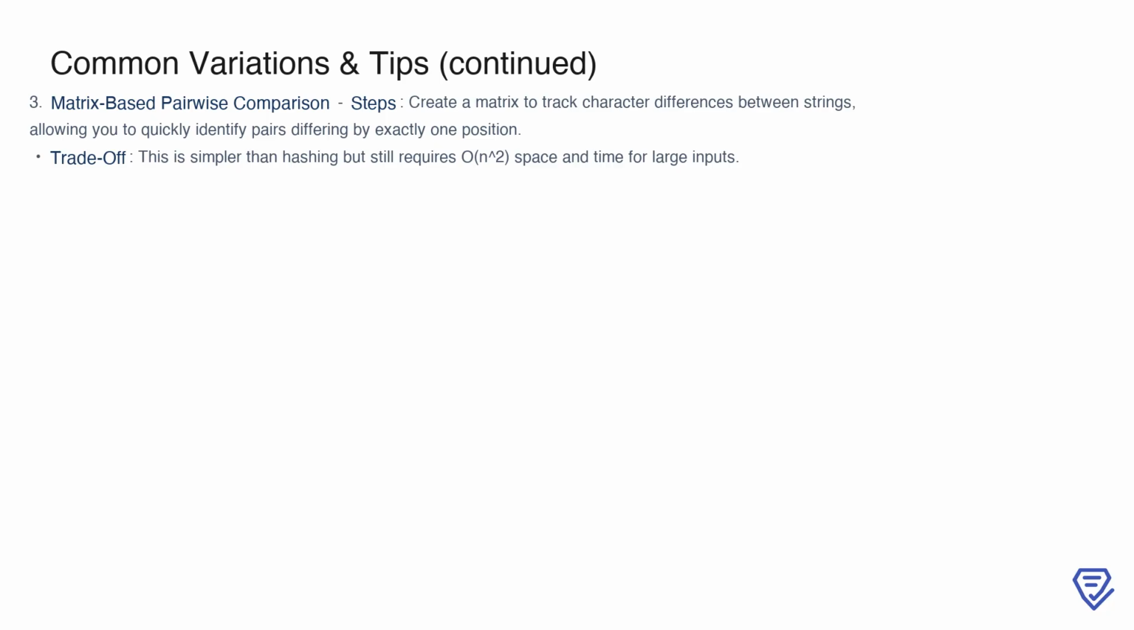Here, you create a matrix to track character differences between every pair of strings. This allows you to quickly identify which pairs differ by exactly one position. While the method is conceptually simpler than hashing or using a tree, it does come with significant trade-offs. Specifically, it requires O(n)² space and time, which can become prohibitive for large inputs. However, for smaller datasets or scenarios where simplicity is preferred over optimization, this method can still be a viable option. By considering these different approaches and their trade-offs, you can choose the one best suited to the problem constraints and the context of your interview or implementation task.